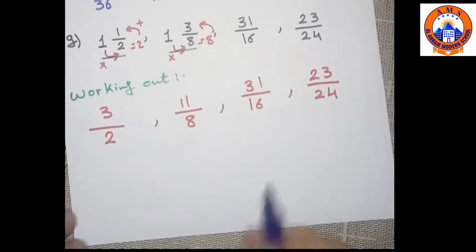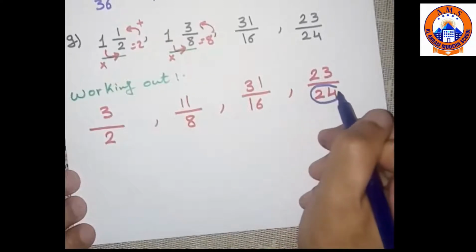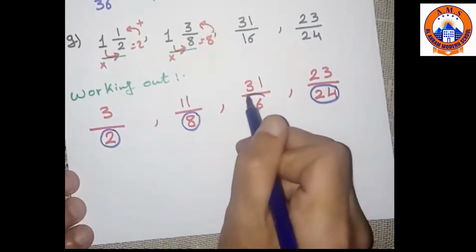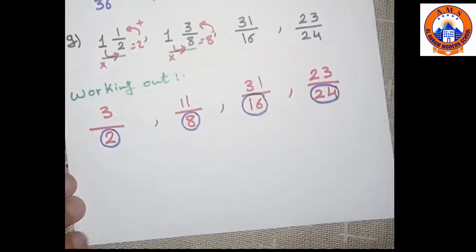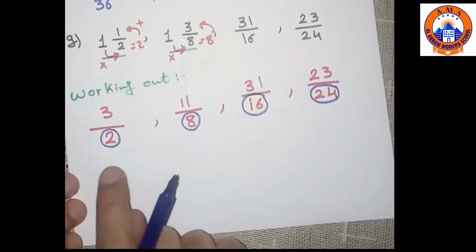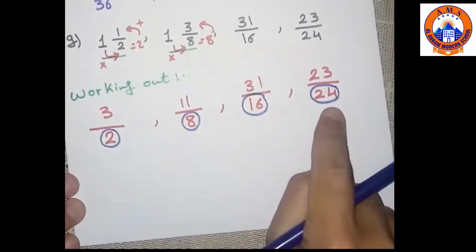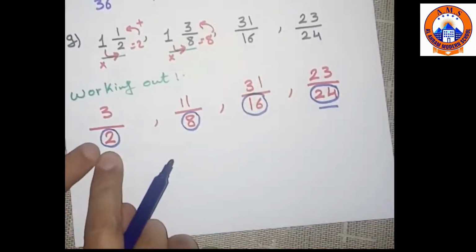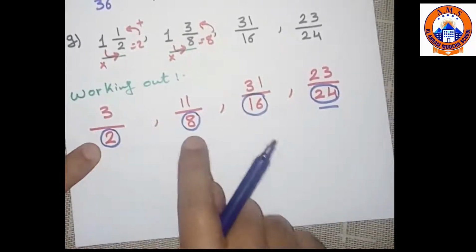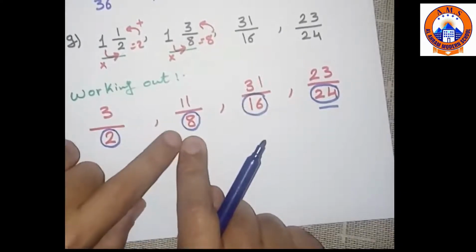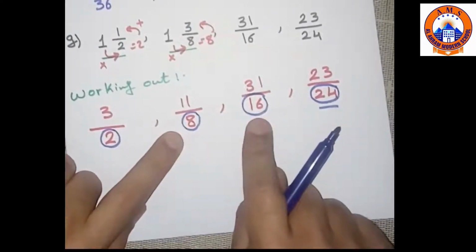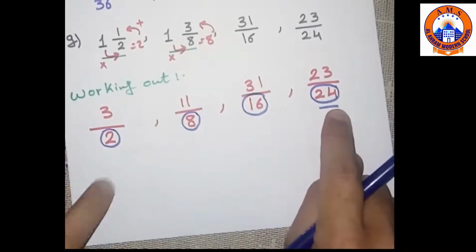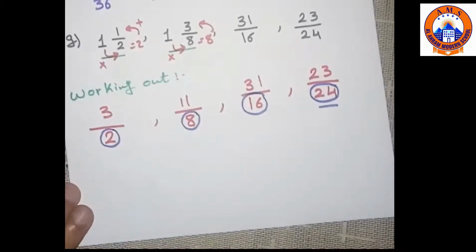The bigger denominator here is 24, and the smaller denominators are 2, 8 and 16. Let me ask, can the smaller denominators be like the bigger one, which is 24? 2 can be 24 by multiplying it by 12, and 8 can be 24 by multiplying it by 3, but 16 cannot be 24. So I have to find another common denominator for all of these denominators.